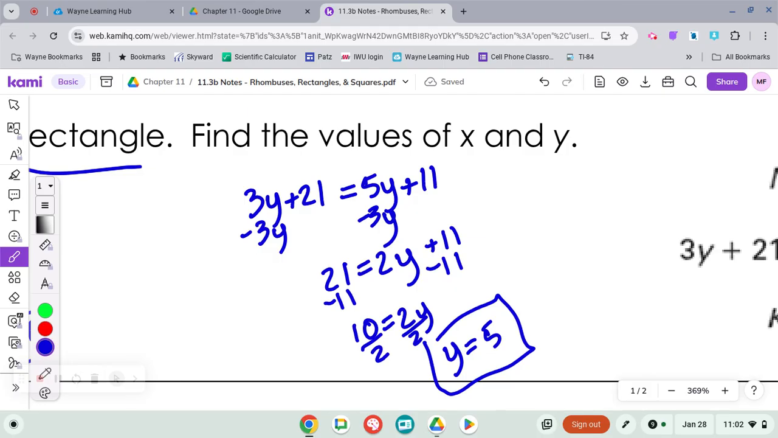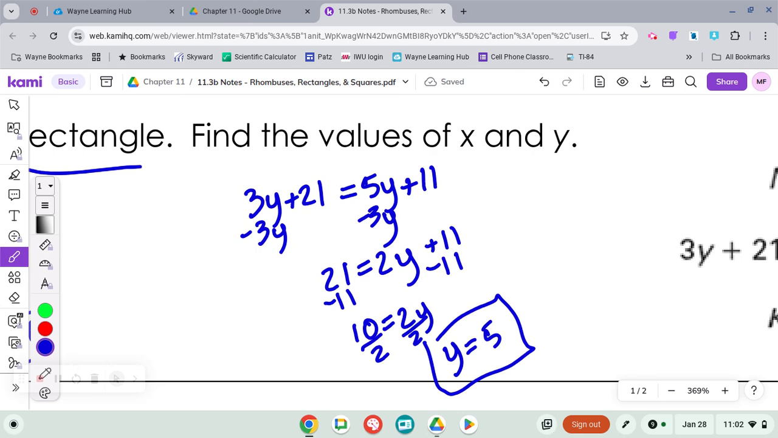Things to remember. Remember your rules about parallelograms. So we know on parallelograms opposite sides are congruent. We know opposite angles are congruent. We know consecutive angles are supplementary. If you don't remember what that is, quickly Google supplementary. We know diagonals bisect each other. And we know that the opposite sides are parallel on a parallelogram.